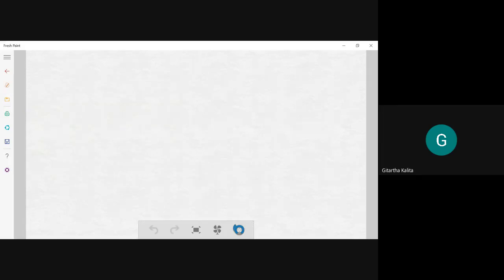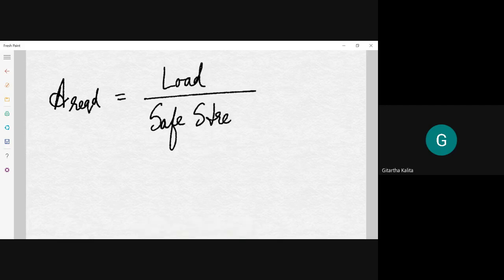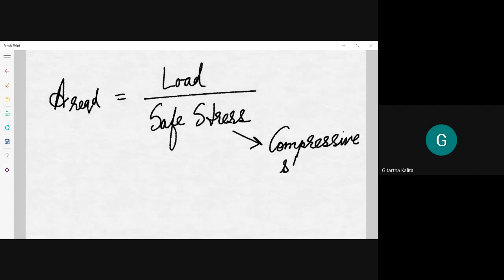Second step, we have got the safe stress of 100. So area required will be equal to load divided by safe stress. And this stress is nothing but compressive stress, isn't it? Because we are talking about columns and we are talking about compression members. So this stress is anyway the compressive stress only.